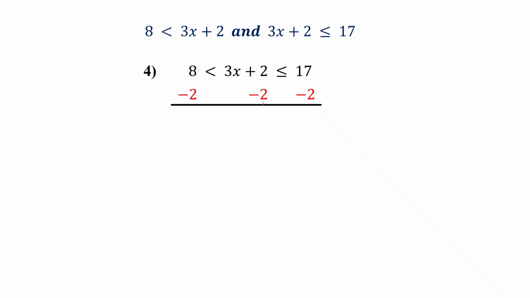Now in the middle, the 2's cancel out, leaving 3x. On the left, we get 6. On the right, we get 15. Next, divide all three parts by 3 to get x by itself. In the middle, the 3's cancel, leaving just x. On the left, we get 2. On the right, we get 5. That is it. That's the solution to the double inequality. X can be any number between 2 and 5, including 5, but not 2.